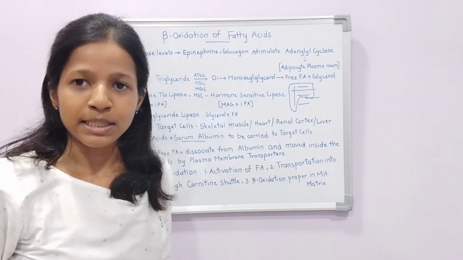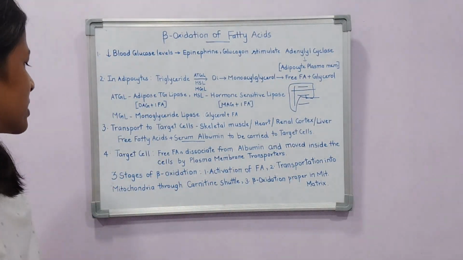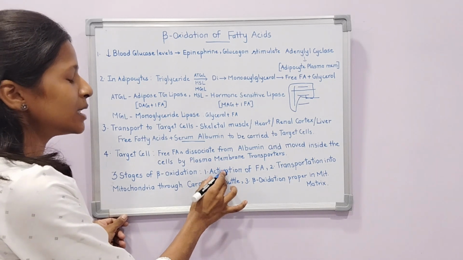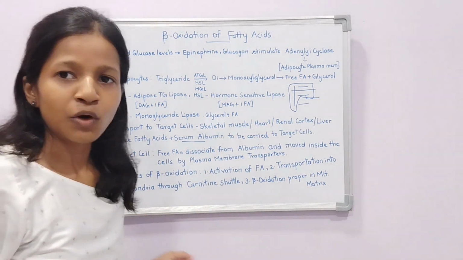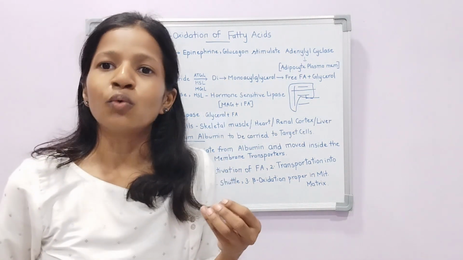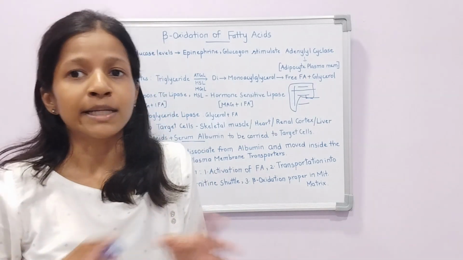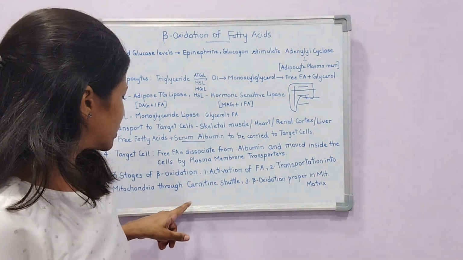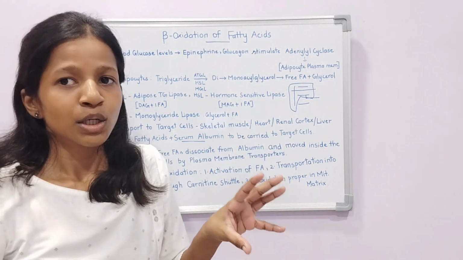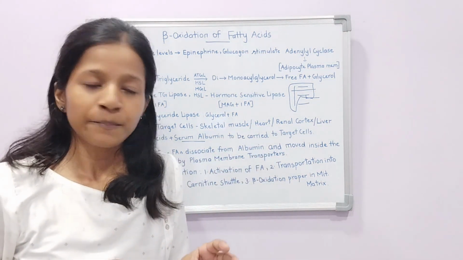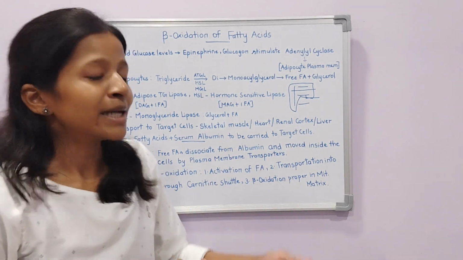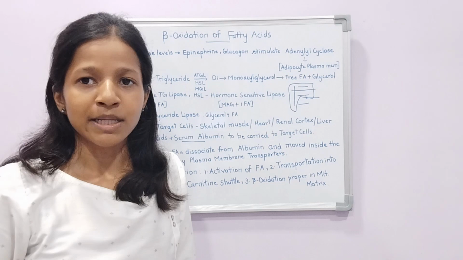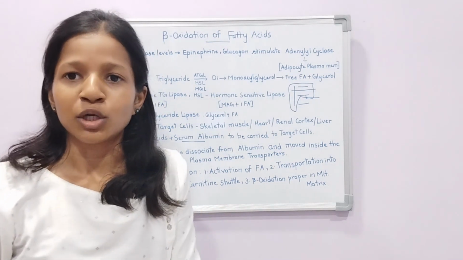Once they enter the cell, there are 3 stages in beta oxidation. First is the fatty acid has to be converted to its active form, that is the acyl-CoA form. Fatty acids cannot be metabolized as such. Once they are activated, they have to be transported into the mitochondria through the carnitine shuttle, and once they enter the mitochondrial matrix, the beta oxidation proper takes place, through which acetyl-CoA molecules are produced.